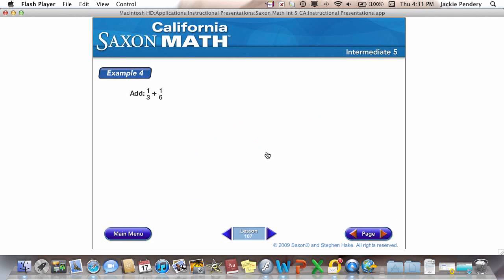Okay, this time it wants us to add. So 1/3 plus 1/6. But my denominators are not the same, so I need to change my denominators so that they are the same. You have two options.